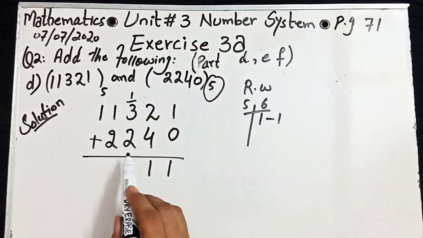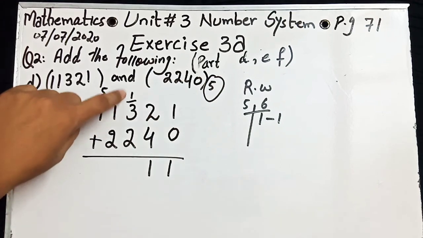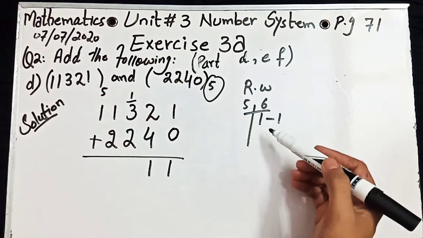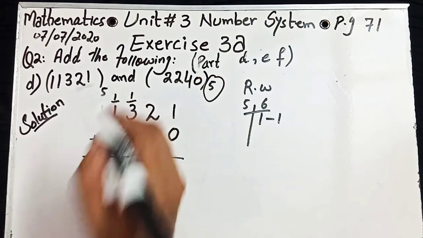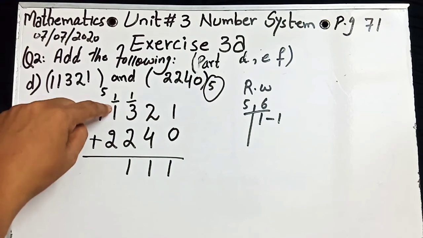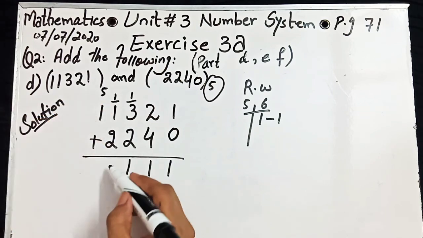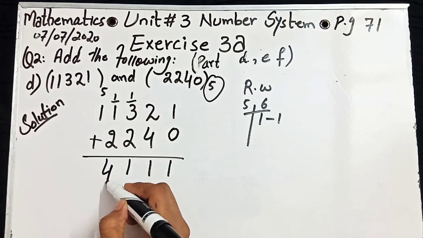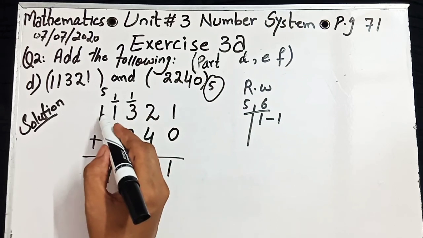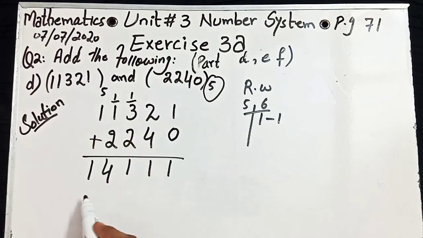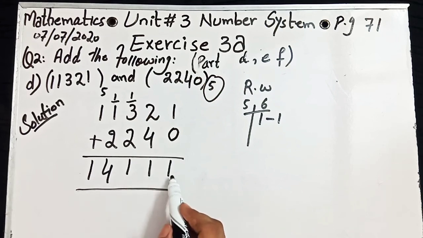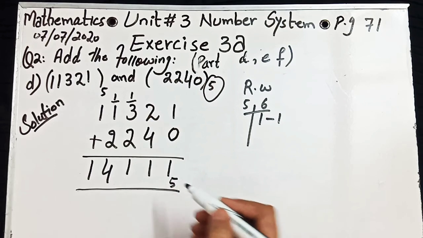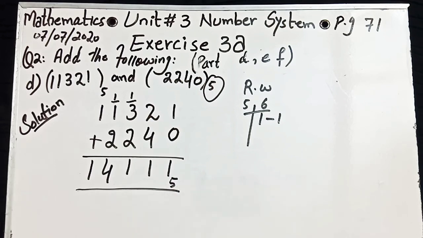3 plus 1 is 4, 4 plus 2 is 6. Clear? 6 equals 11 again. 1 carry. 1 plus 1 is 2, 2 plus 2 is 4. 4 is less than 5, so copy it down as it is. Now over here we have only 1, so copy it down. 14111 base 5 would be the answer after adding.